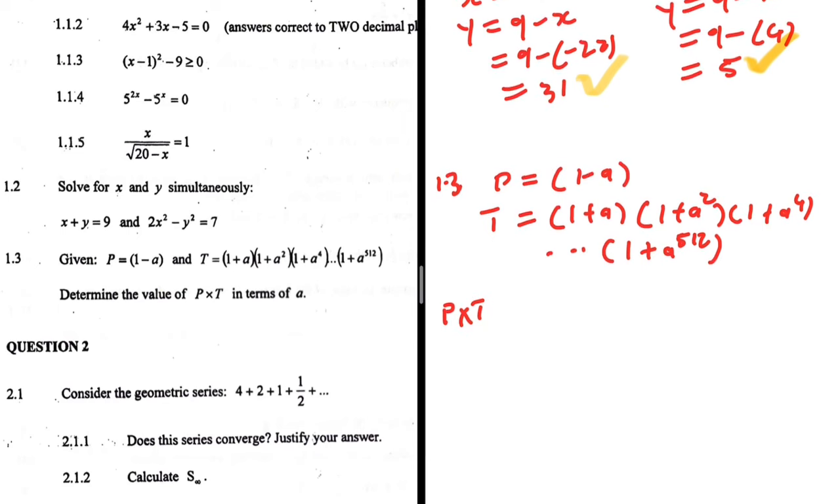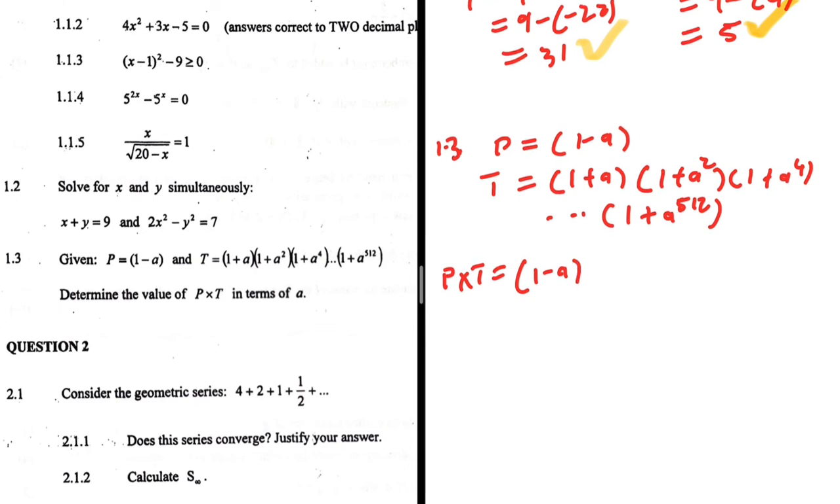Right, so what is p? p is 1 minus a. What is t? t is 1 plus a, multiplied by 1 plus a squared, multiplied by 1 plus a to the 4 up until 1 plus a to the 512. Multiplication is commutative, so we don't really care about the order. So let's take a look at this.